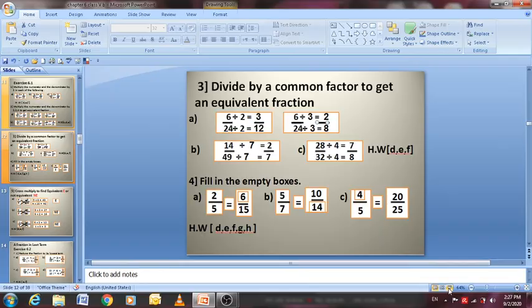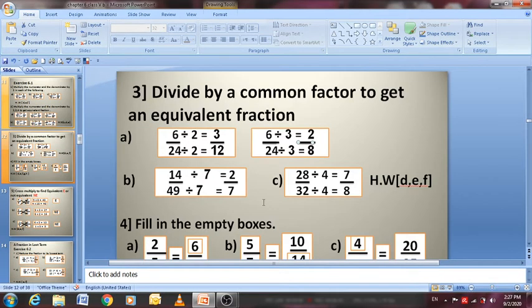So what we will do, we will explain here. If we have this fraction 6 by 24, if I divide the numerator by 3, we should divide the denominator by 3 also. So 6 divided by 3 is 2, and 24 divided by 3 is 8.